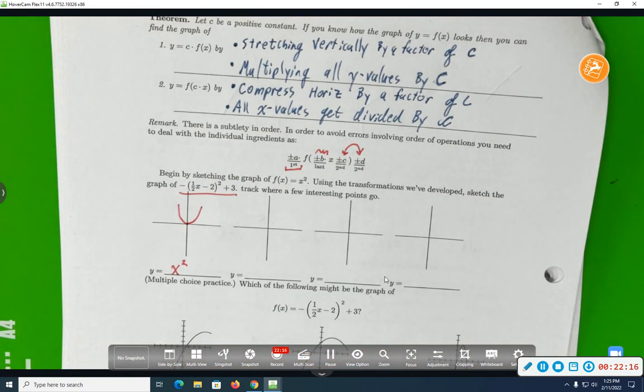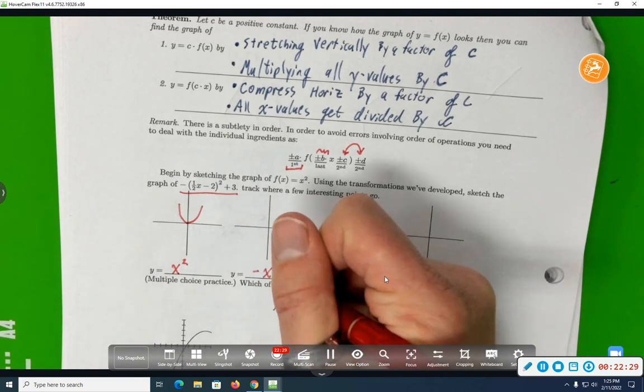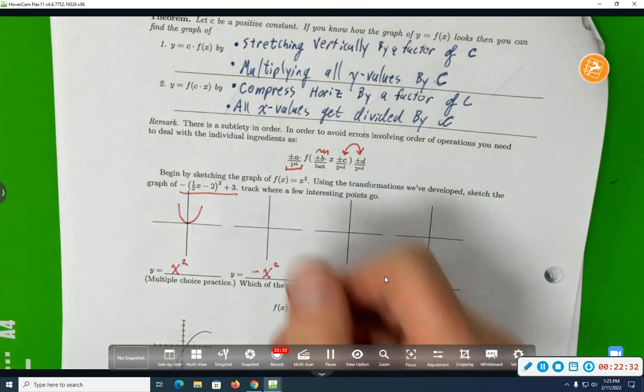So, according to the order of things listed above, what's the first ingredient I should deal with? Negative. Let's deal with the negative on the outside. What will that do to the graph? Flip it over the x-axis. Yeah, we'll flip it.